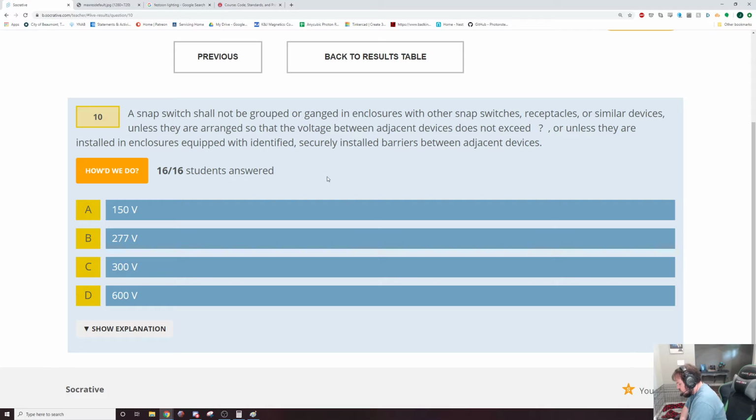Grouping is the word I'm looking for. That's what I'm thinking it's going to be. Accessibility and grouping. 404.8. And then 404.8(B) is voltage between adjacent devices. So 300 volts.